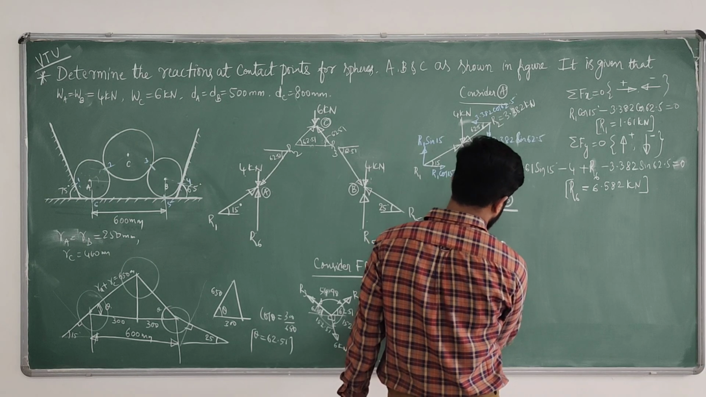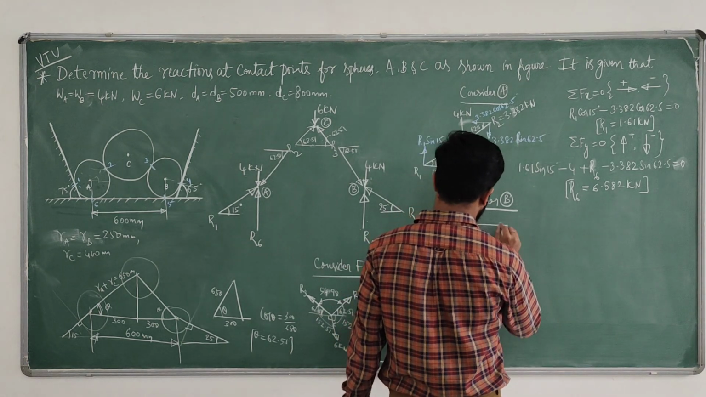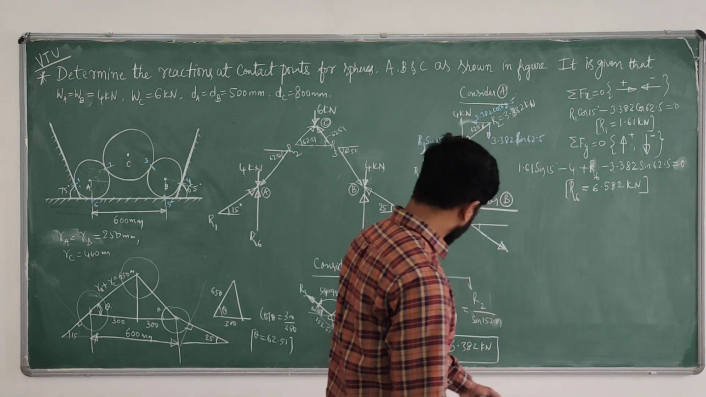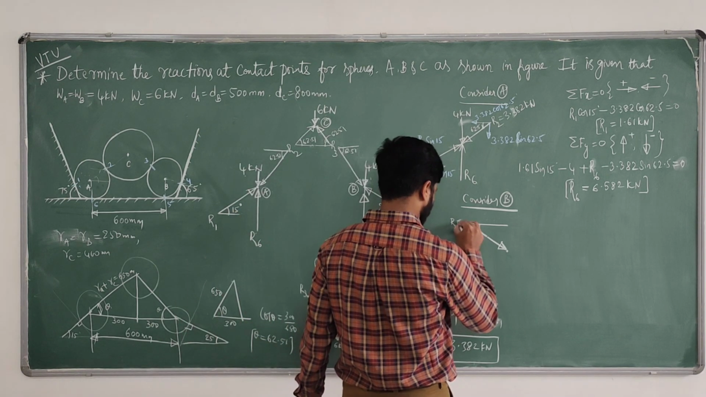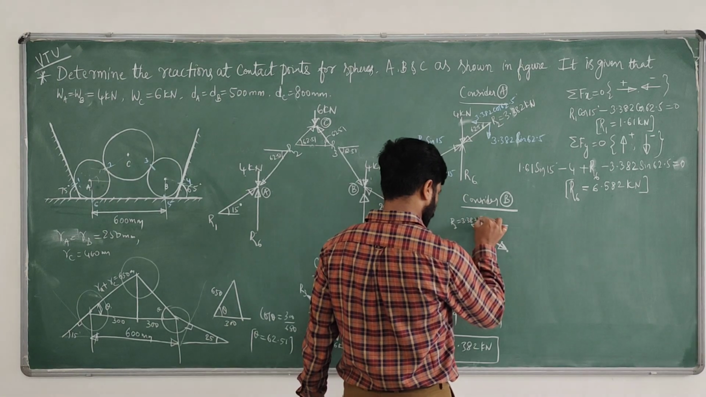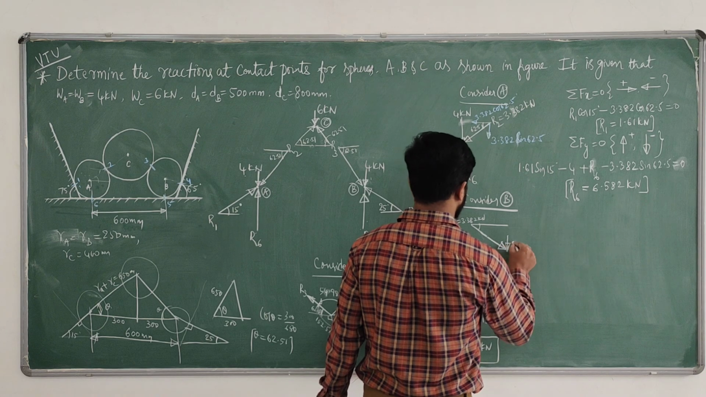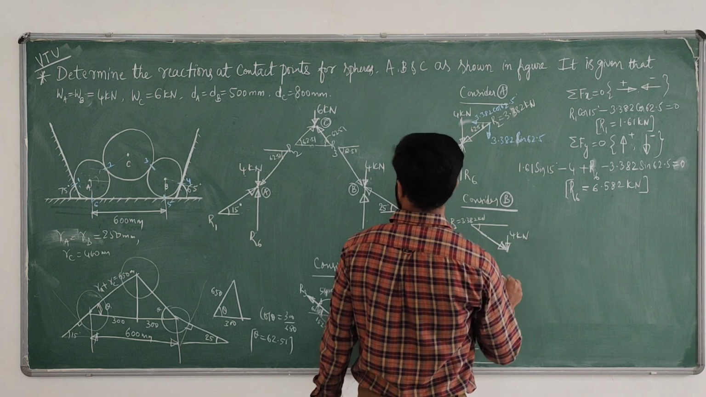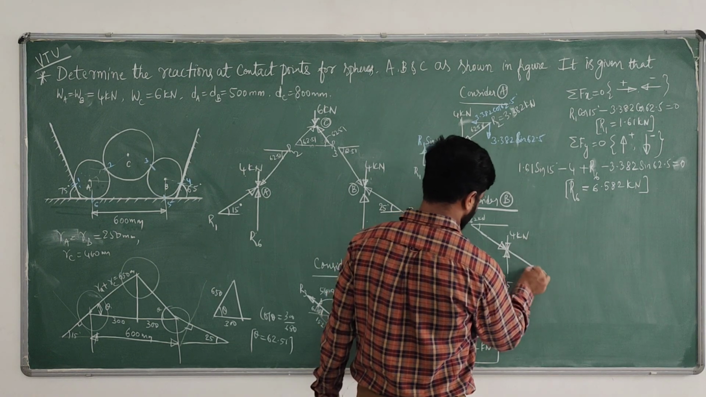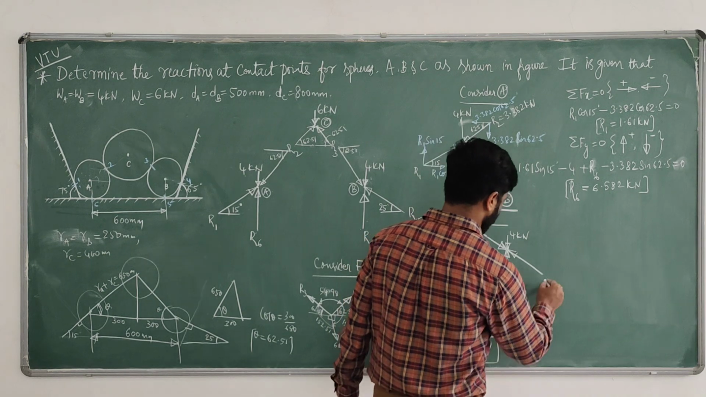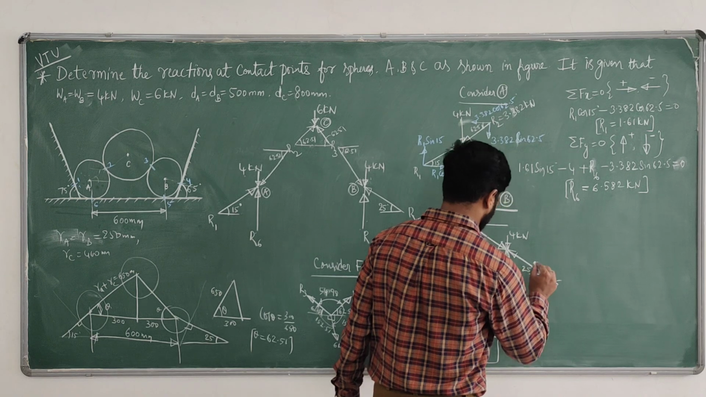here you are having your R3 value, which is known. How much is R3? You have computed here 3.382 kilonewton. Next we are having one more force, that is weight, 4 kilonewton, and one more force, that is upward force R5, at an angle of 25 degrees.